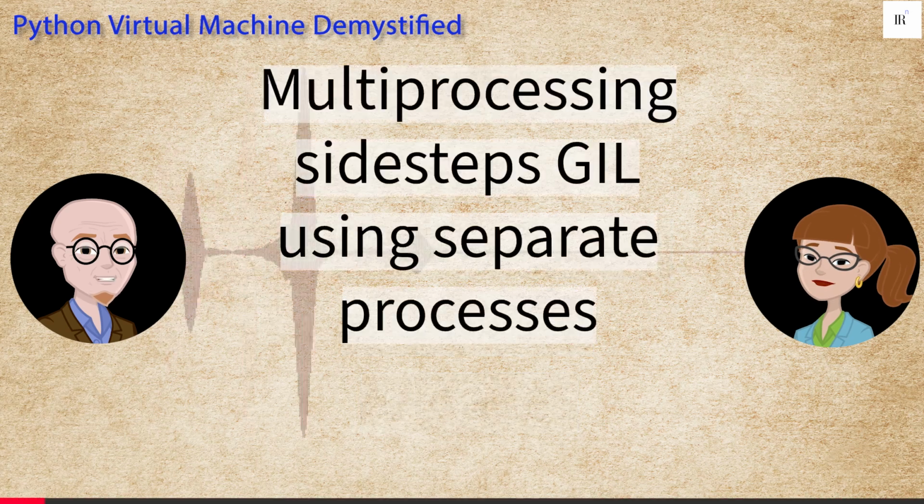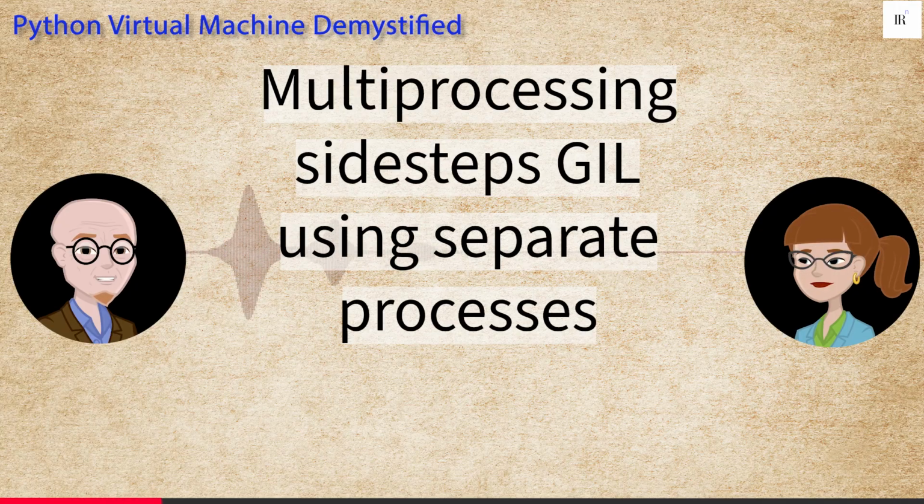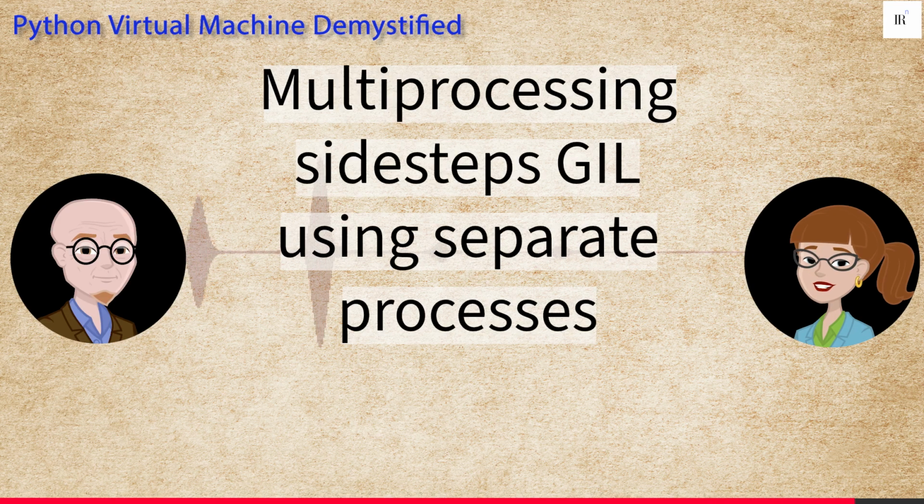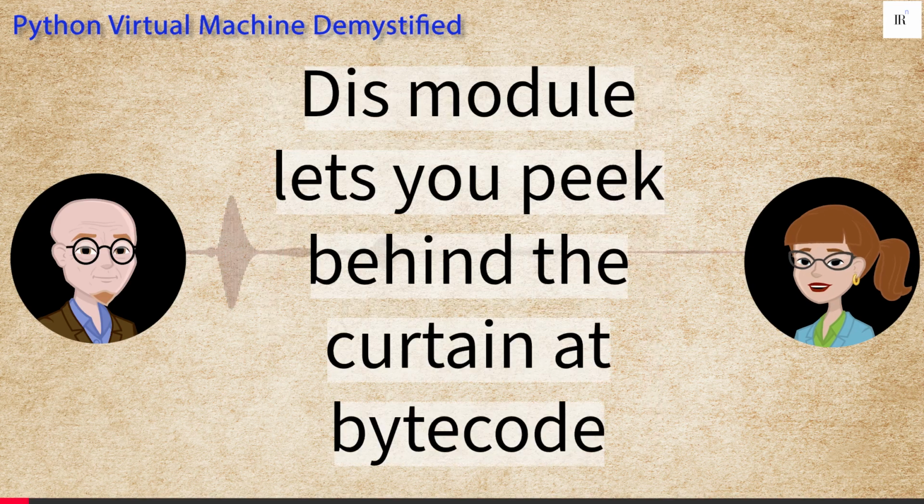Exactly. And if you need true parallelism for CPU-heavy work in CPython, you typically reach for the multiprocessing module, which sidesteps the GIL by using separate processes, each with its own interpreter and its own GIL. That distinction between I/O-bound and CPU-bound is critical for understanding the GIL's impact. Now, you mentioned bytecode earlier. How can we, as developers, actually see this stuff?